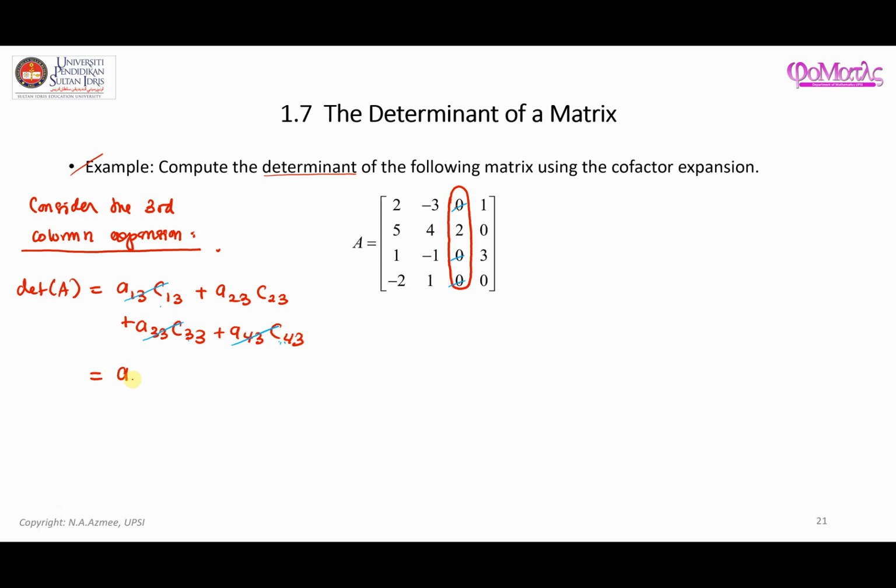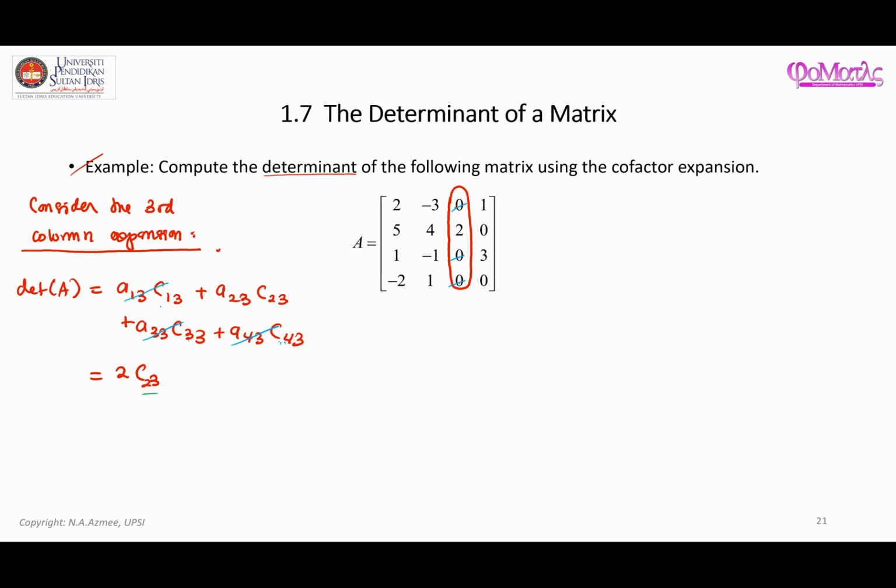So the formula now has become very much simplified. We have A23. What is A23? I'm just going to substitute the number right away. A23 is 2, so we have 2C23. This is what we need to find, and our job is just to make sure we find C23.